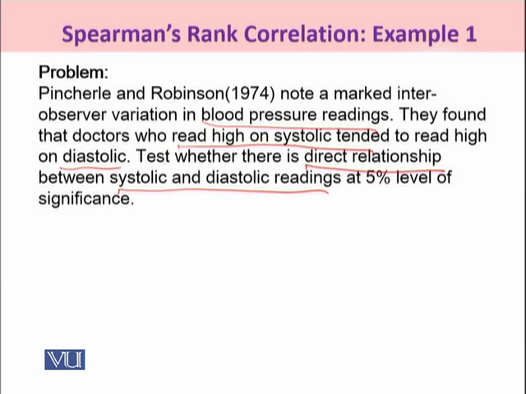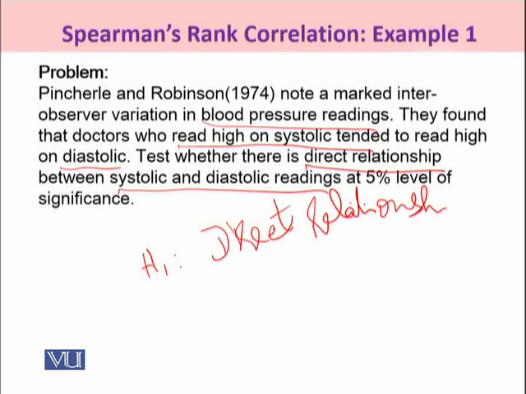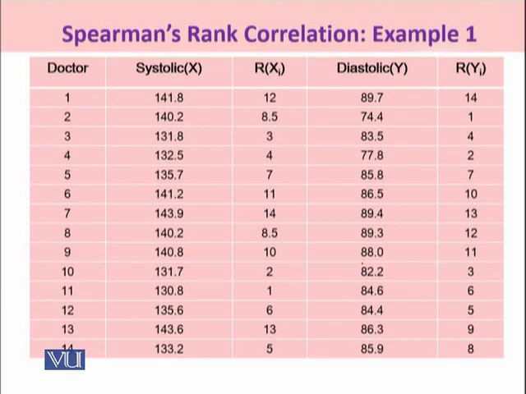So we are now going to take on the two-tailed test under the pair of hypotheses. Our H0 would be that the two variables are independent, whereas our H1 would be that there is a direct relationship between the two variables x and y. So students, let us take on this problem.